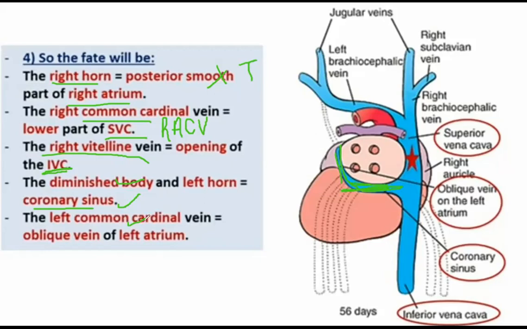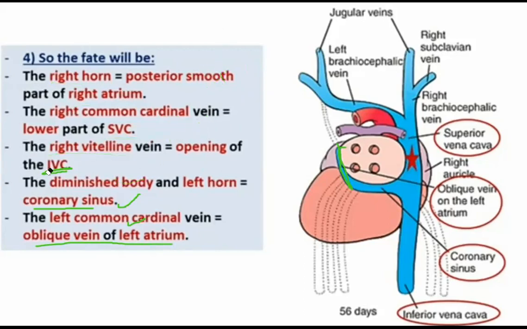And the left common cardinal vein, this one over here, which was earlier like this, but this center portion degenerated. Okay, this center portion degenerated. So this structure over here, which is left, is forming the oblique vein of the left atrium. Oblique vein of the left atrium. So I think all this fate is clear to you people.